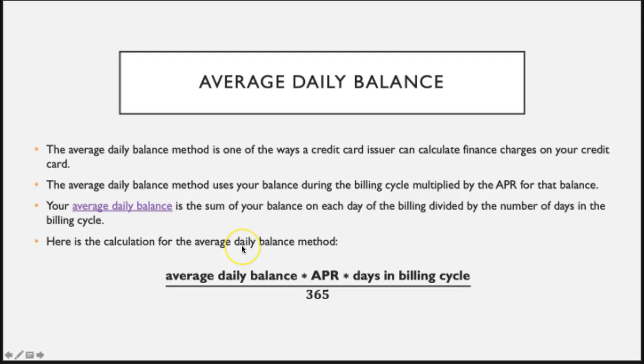Then to find the calculation for the finance charge, you would do the average daily balance times the APR times the number of billing days in the billing cycle and divide by 365. This is a formula that you probably want to pause this recording and write down.